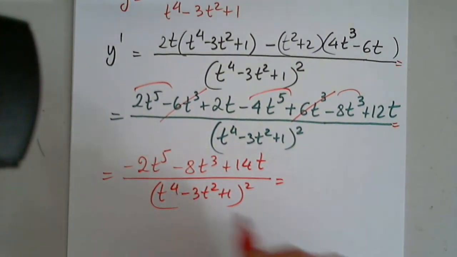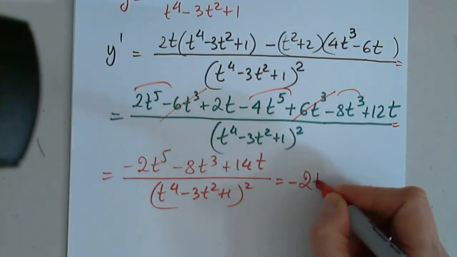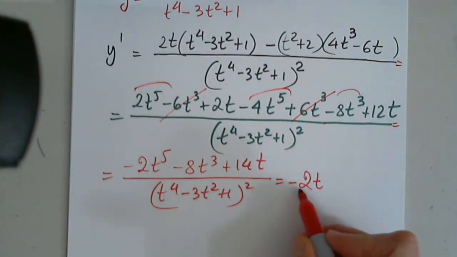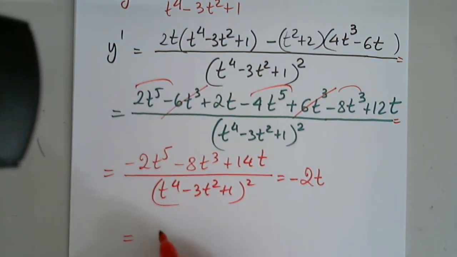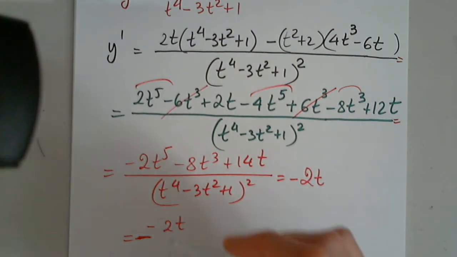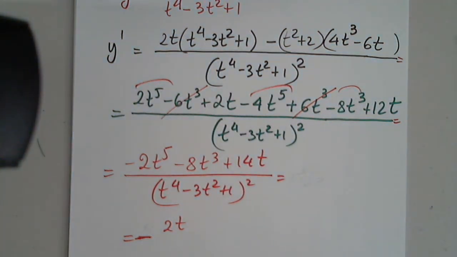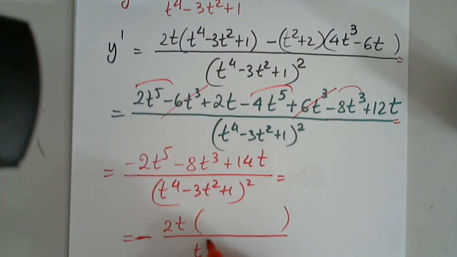It is very important to notice that we can factor out a 2t. Somehow I ended up lower, so I have to rewrite it. The negative can stay in front of the fraction line, but 2t has to go to the top, and then parentheses, and then the denominator. So in parentheses, and then t to the 4th minus 3t squared plus 1, squared.